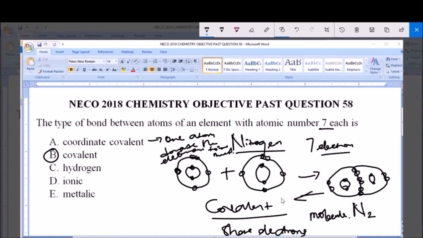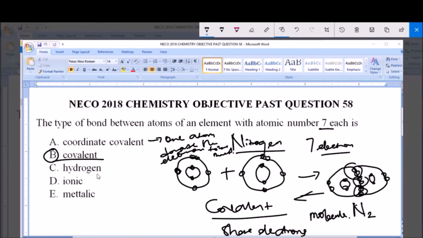But for covalent bonding, you can see that both atoms donated the electrons. This donated one, this donated one, they shared it, which is this. This donated one, this donated one, they shared it, which is this, and this last one donated one too, which is this. So you can see that is covalent bonding.